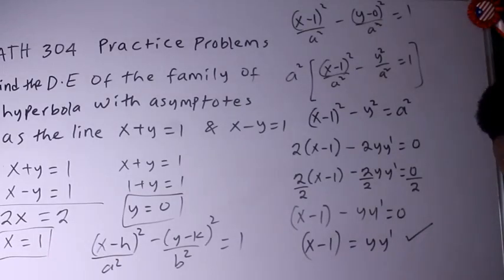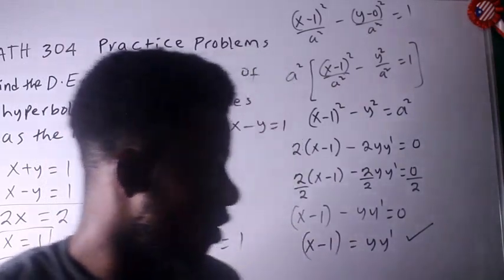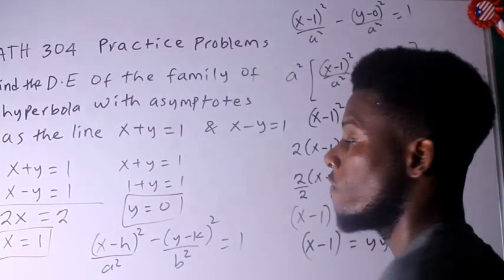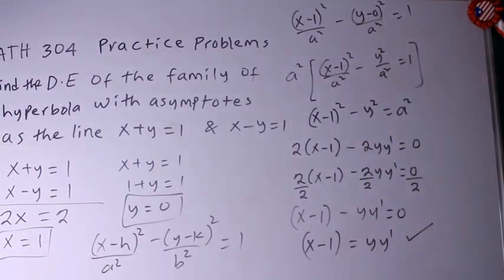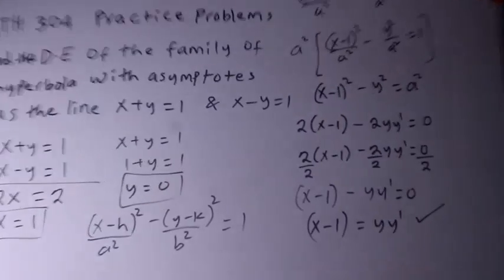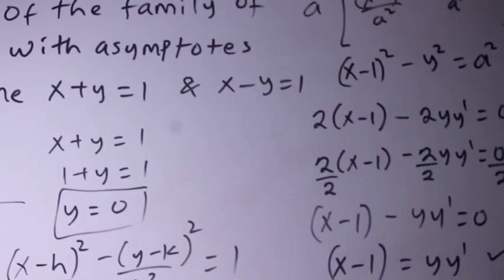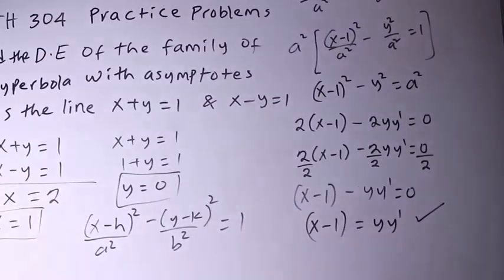So ladies and gentlemen, this is the differential equation of the family of hyperbolas whose asymptotes are x plus y equal 1 and x minus y equal 1, as you see on the board there.